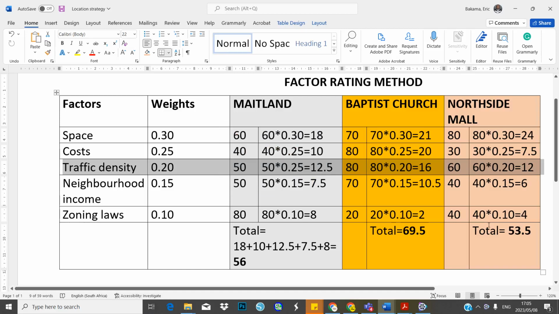Hi everyone, welcome to our third video of the location strategy series. Today we are going to look at another method.